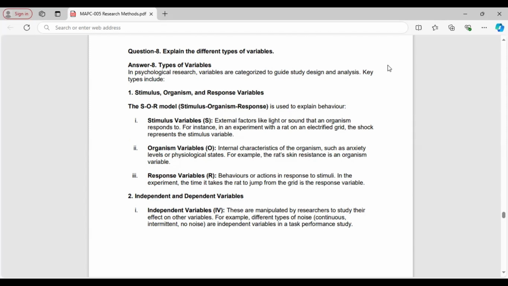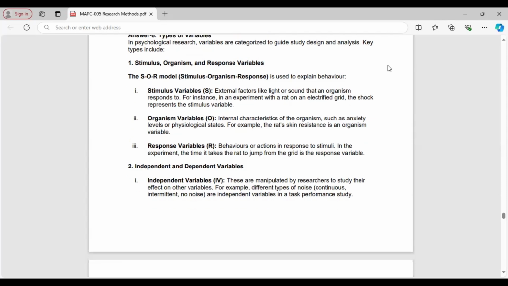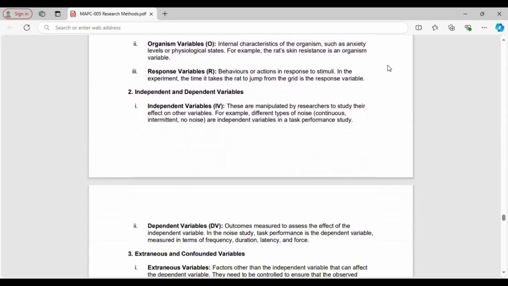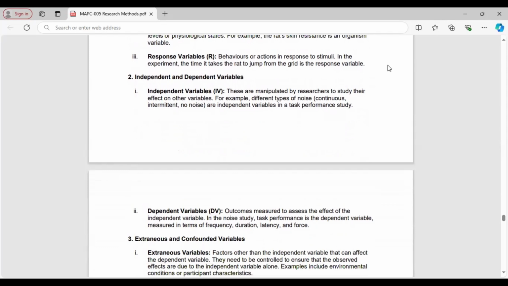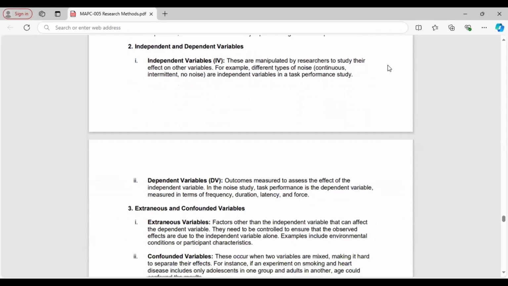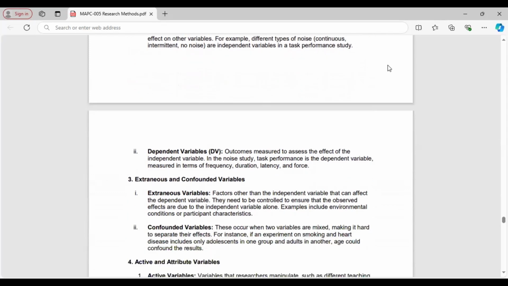Independent and dependent variables. Independent variables are manipulated by researchers to observe their effects, such as different noise types in a task performance study, or different levels of noise. Dependent variables are the outcomes measured to assess the impact of independent variables, like task performance quantified by the frequency or duration.